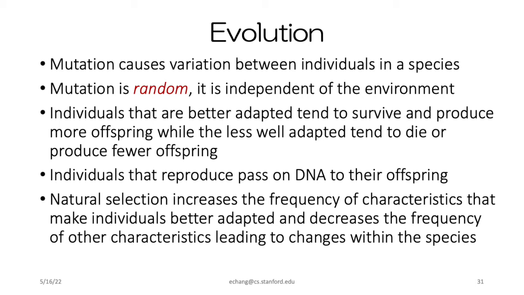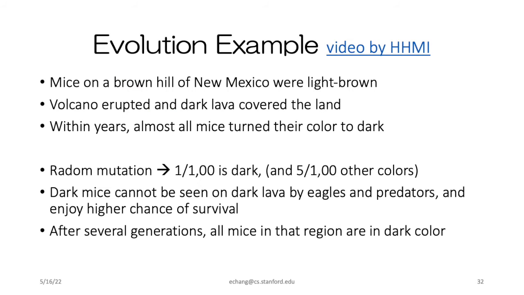The fact is that the mutation itself is purely random. It is independent of the environment. And individuals that are better adapted tend to survive and produce more offspring, while the less well adapted tend to die or produce fewer offspring. Let's use an example to illustrate the random process of mutation.